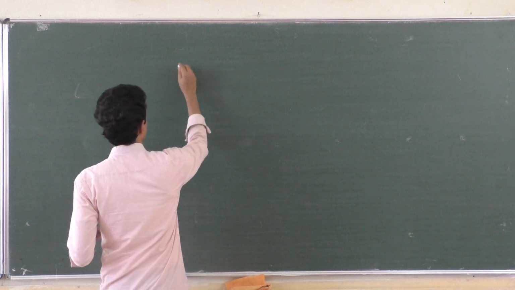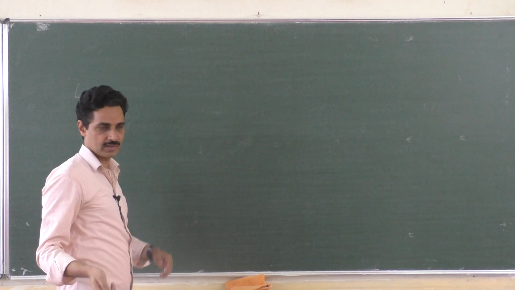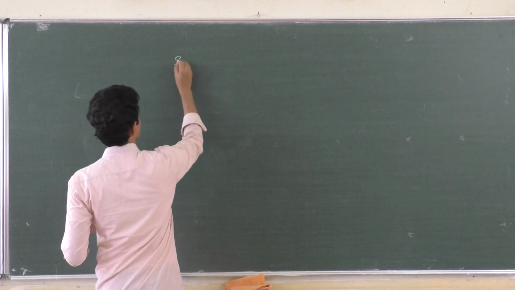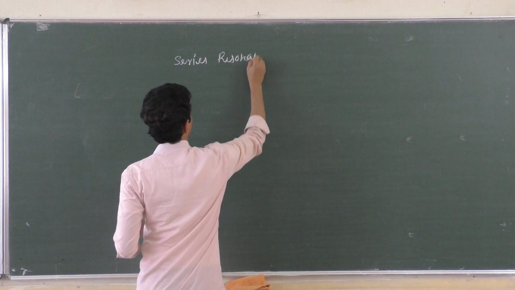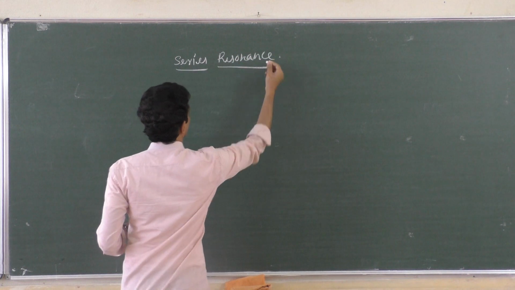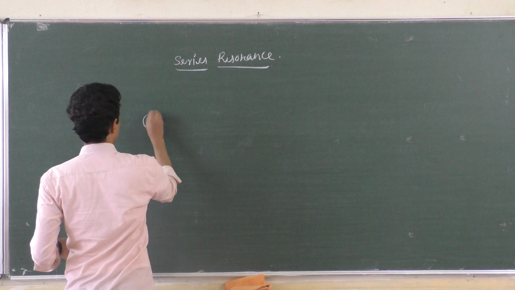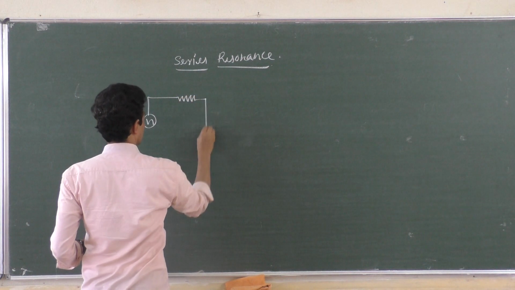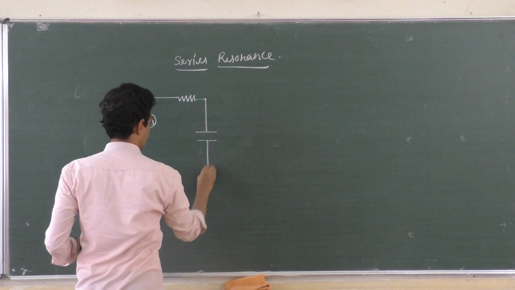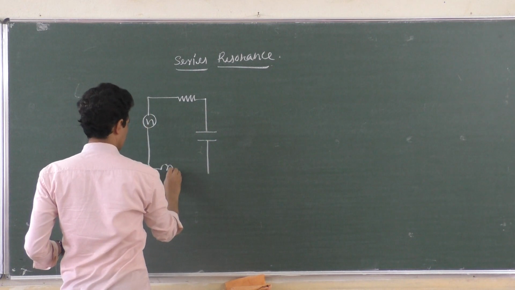It is an electrical resonance. You will understand what electrical resonance is. Okay, series resonance circuit. So you have to connect an AC source with a resistor, a capacitor and an inductor in series.